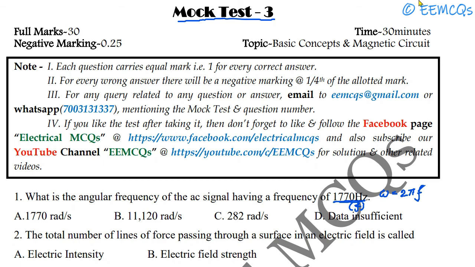So just put all the values: 2 into 22 by 7 into 1770. After calculating this, we will get approximately 11,120 radian per second. So here option number B will be our correct answer. What is the next question?